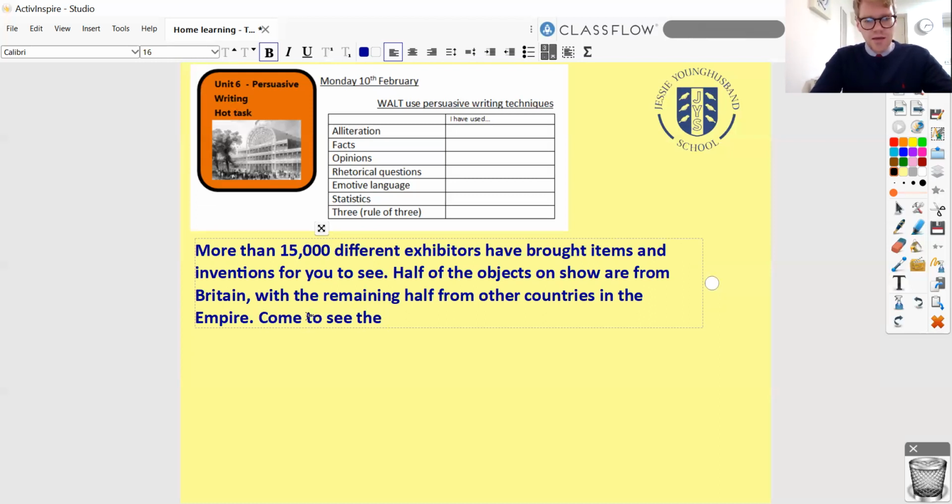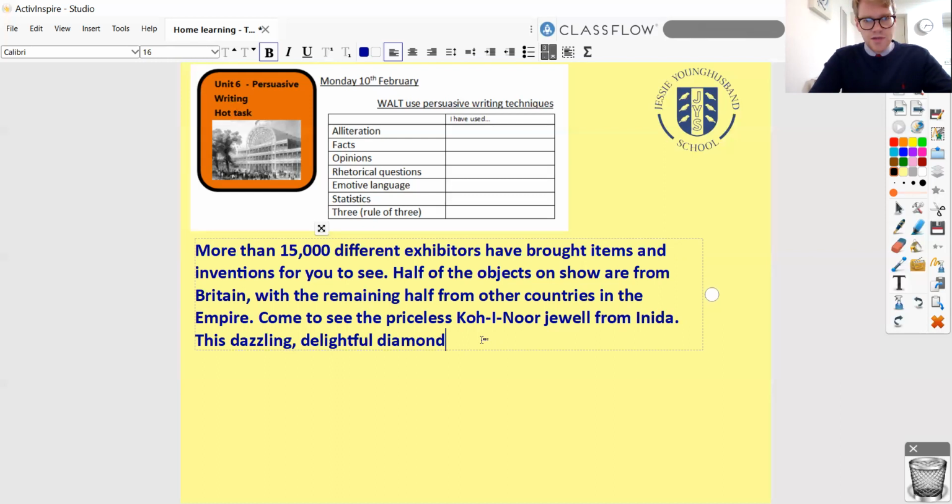Come to see the priceless Koh-i-Noor diamond from India. I'm going to change diamond there to jewel, so I'm not repeating myself. So I've got come to see the priceless Koh-i-Noor jewel from India. And now I can use my alliteration. So this dazzling, delightful diamond will form part of Queen Victoria's crown jewels when the exhibition closes.